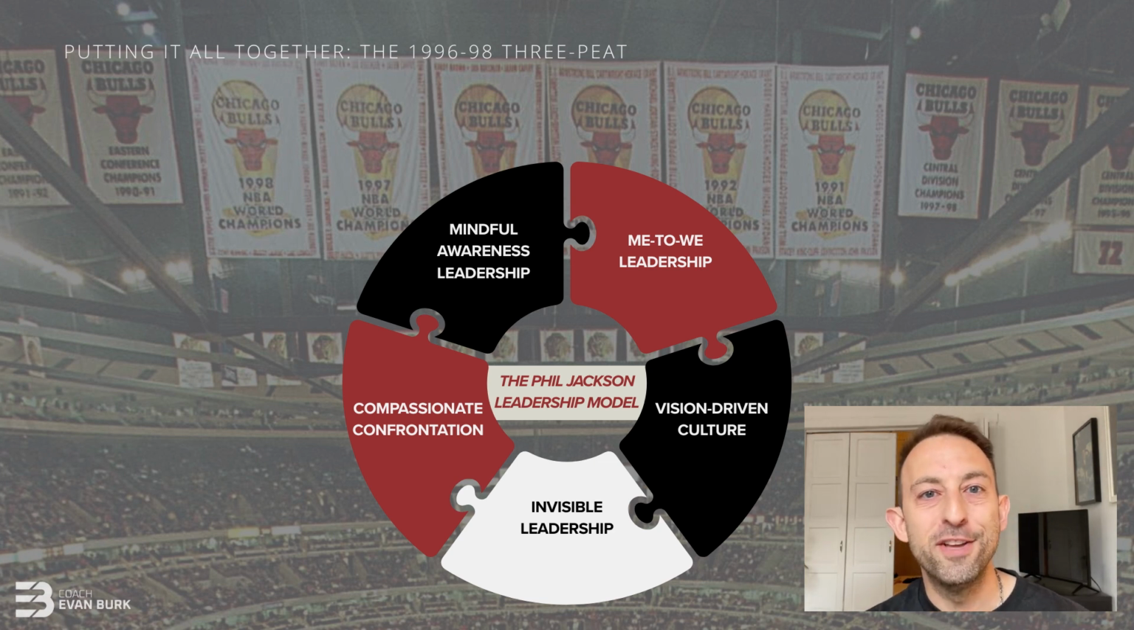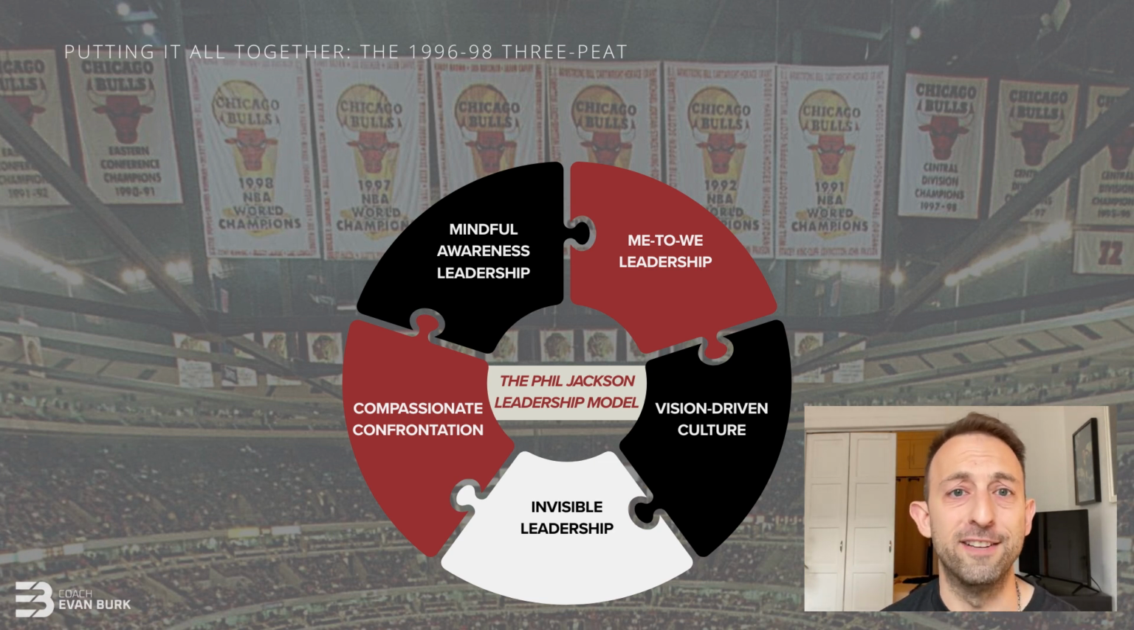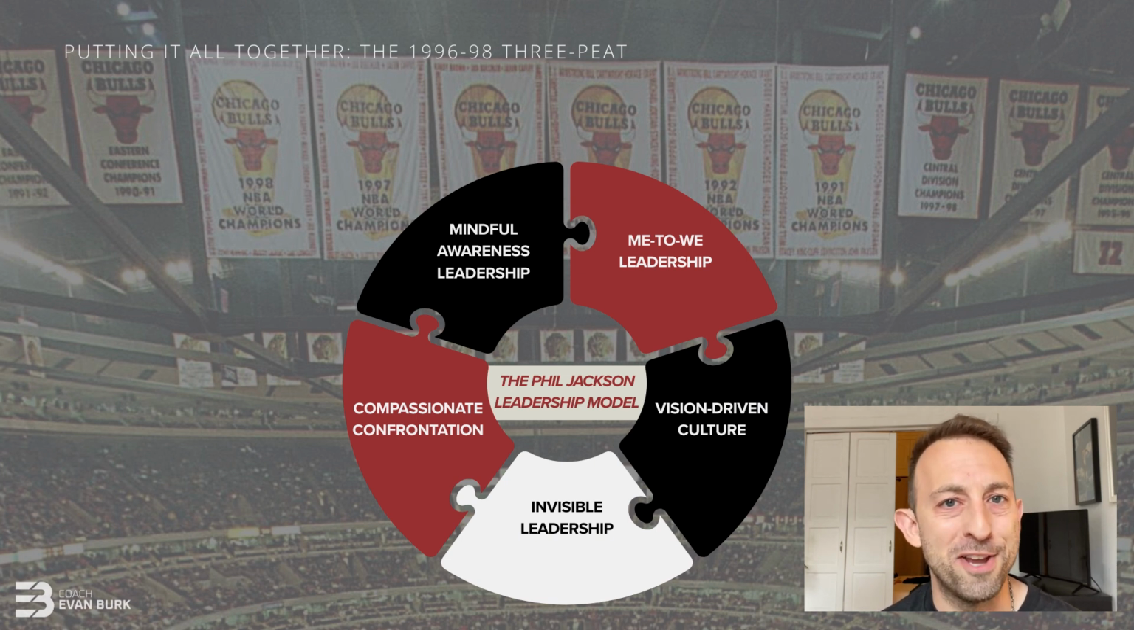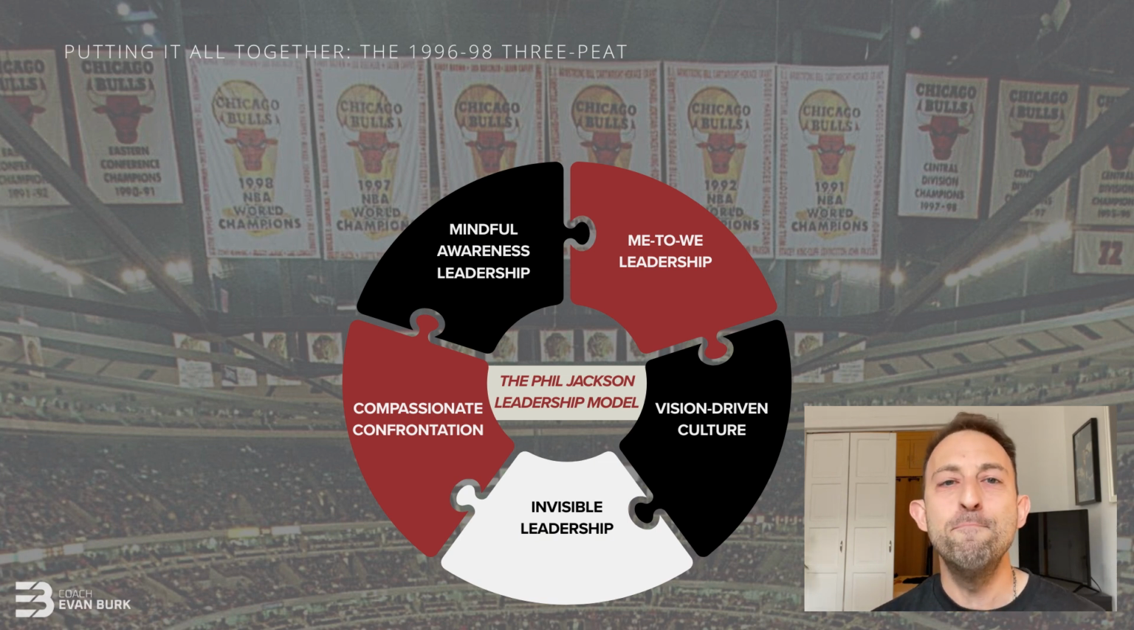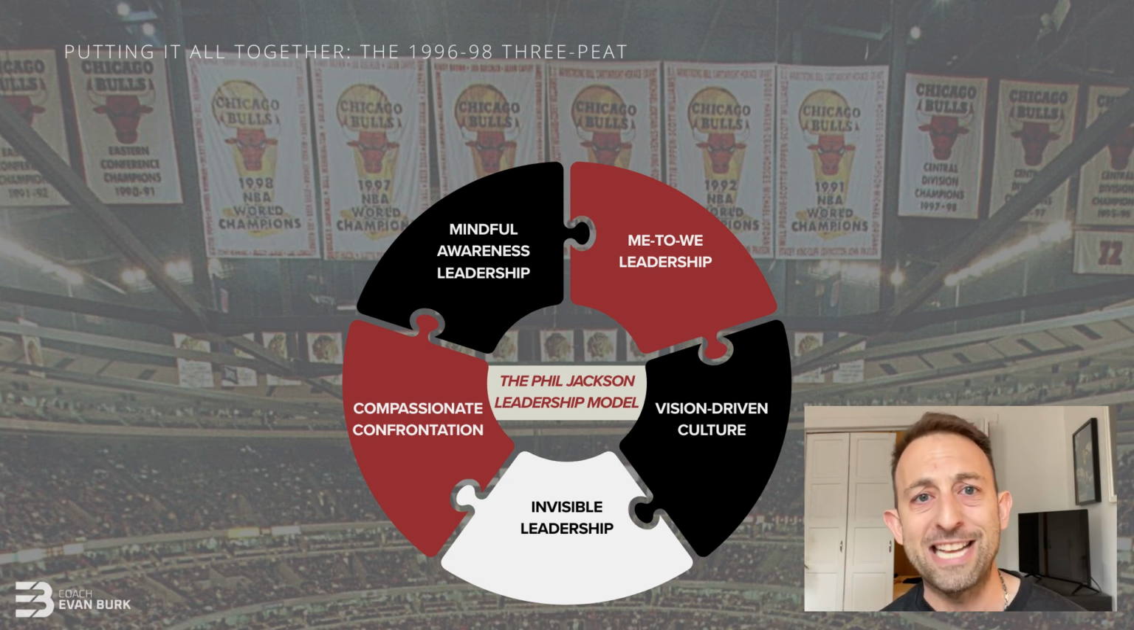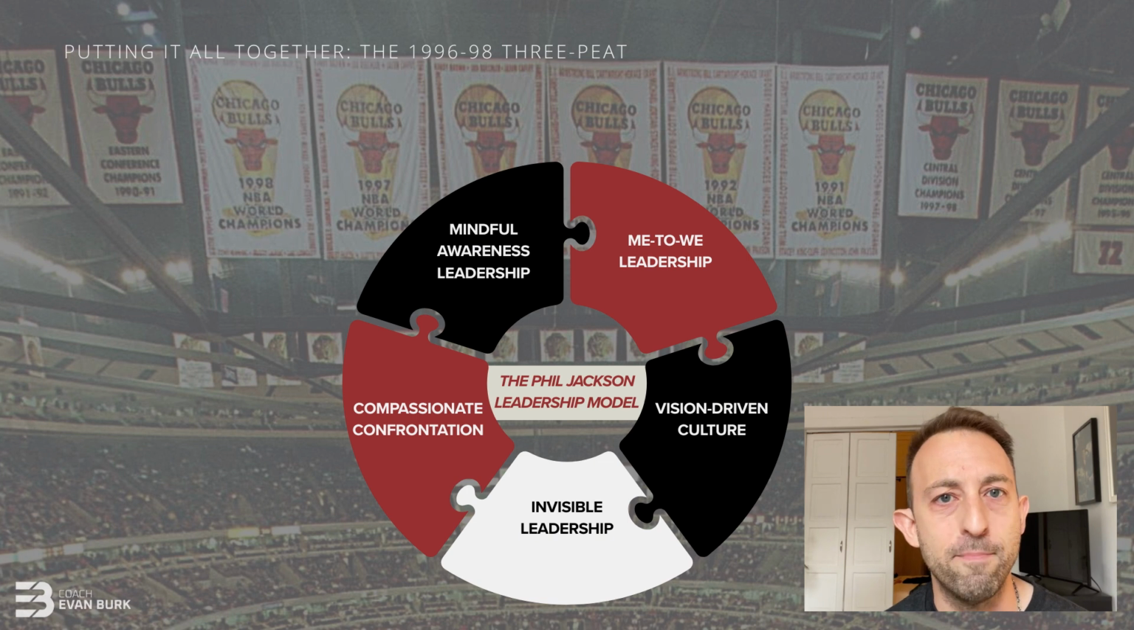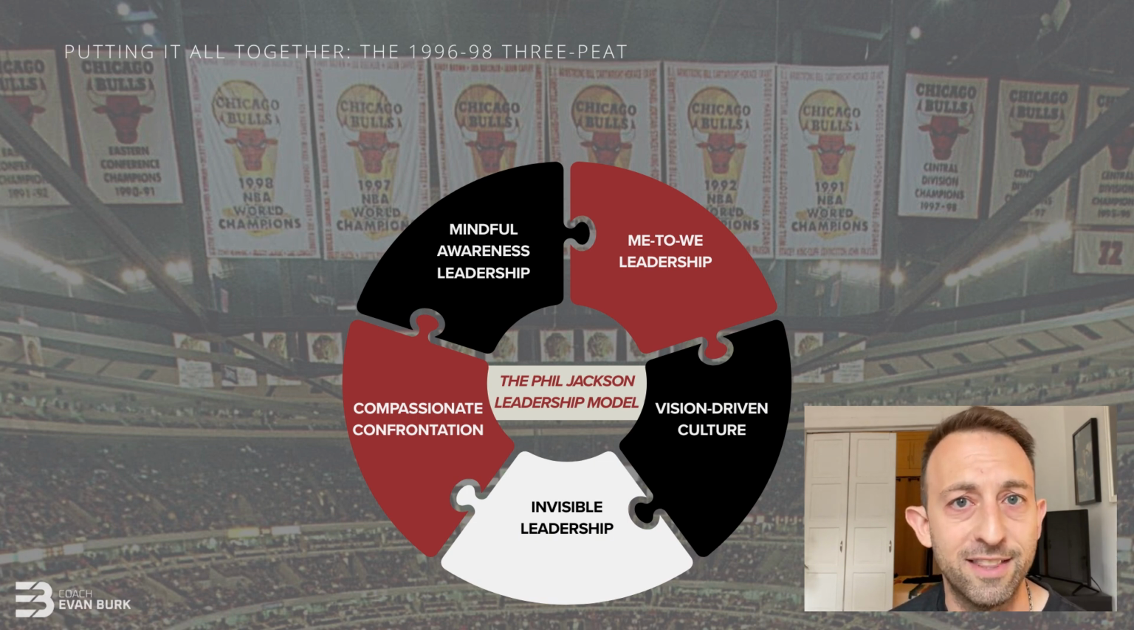So there you have it. Phil Jackson's leadership model broken down into 5 actionable principles: mindful awareness, me to we transformation, compassionate confrontation, vision-driven culture, and invisible leadership. The bottom line is that Phil Jackson didn't just manage talent, he maximized talent. He transformed how talented people thought about success itself. He took the greatest individual performer in basketball history and convinced him that team greatness was more fulfilling than personal records.